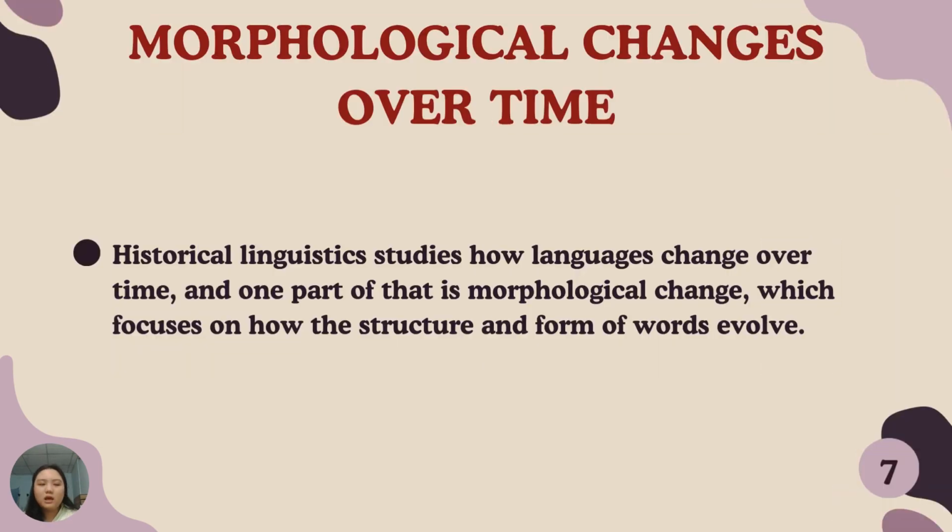So we move to the last part, morphological change. Historical linguistics studies how languages change over time, and one part of that is morphological change, which focuses on how the structure and form of words evolve.